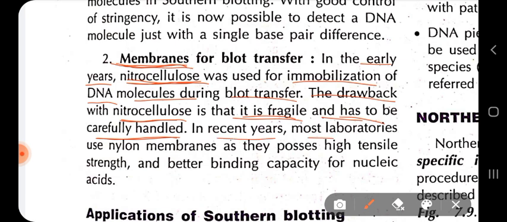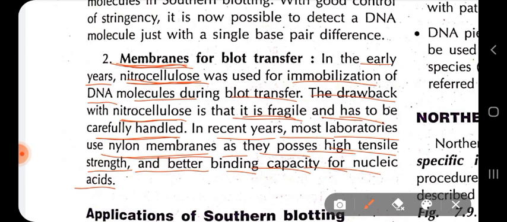In recent years, most laboratories use nylon membrane as it possesses high tensile strength and better binding capacity for nucleic acid. So one of the disadvantages of using nitrocellulose is that it is fragile. It can be easily broken, so it has to be handled carefully. Nowadays, we use nylon membrane, which has high tensile strength. It cannot be broken easily, and it has better binding capability for nucleic acids, whether you are using DNA or RNA. So, if you are using RNA, then Northern hybridization is done.